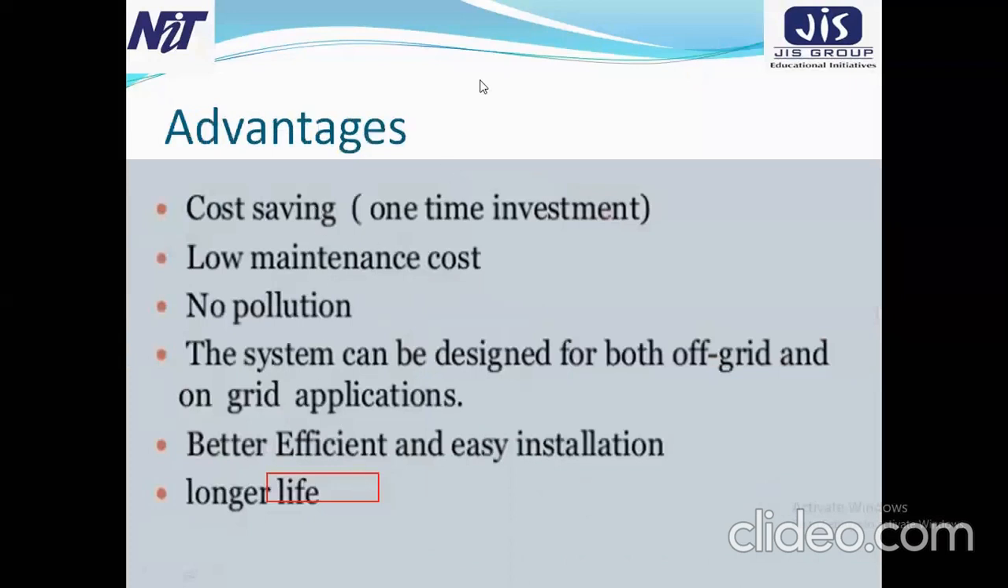Now, let me talk about the advantages of both the solar and wind power. One of the most important advantages is the cost saving. There is a one-time investment. The first time it has a huge investment, but after that the running cost is very low. The low maintenance cost, no pollution, there's no question of pollution for both the cases. So that is one of the most advantageous parts of both solar and wind power.